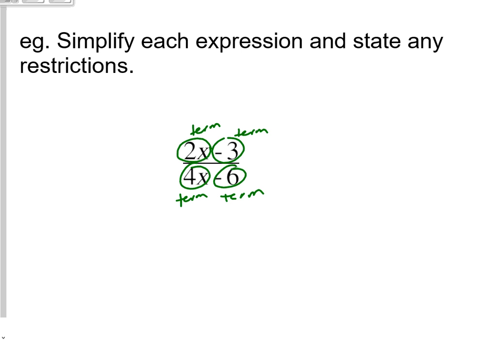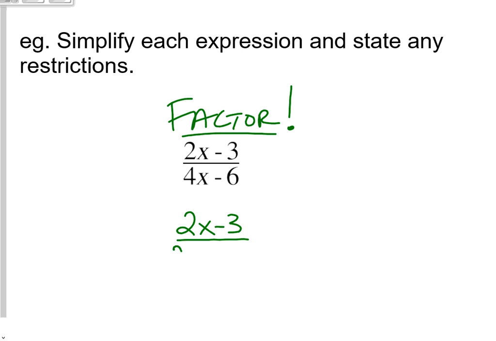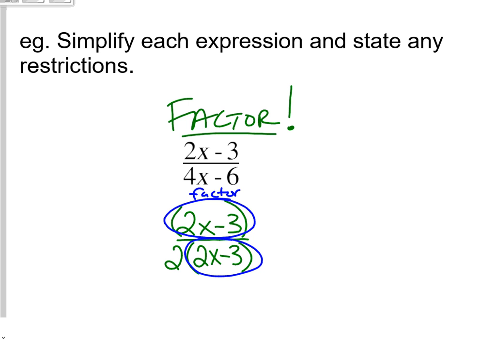And so the first thing that we're going to want to do then, since we can only cancel out factors, is we want to factor this. So you always are looking to factor as your first step. And so 2x minus 3, there's nothing I can factor there, so let's leave it as 2x minus 3. But on the bottom, I can take out a 2, which then leaves me with 2x minus 3 inside my brackets. And now, if we look at this as a whole factor, this is a factor, and this is a factor.